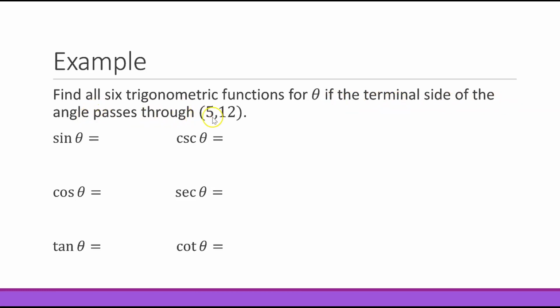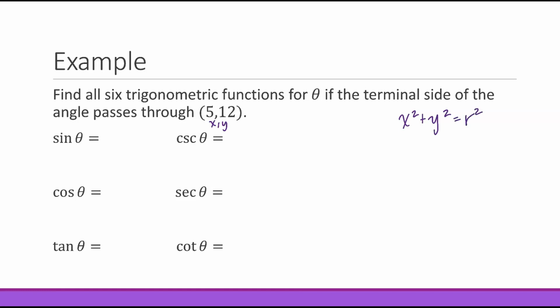angle passes through the point (5, 12). So here we've been given the x and the y value, a coordinate point. All we're missing is the value of r. So as a reminder, we just said that sine of theta was equal to y over r. Well, that radius can be found using the equation of the circle x squared plus y squared equals r squared.